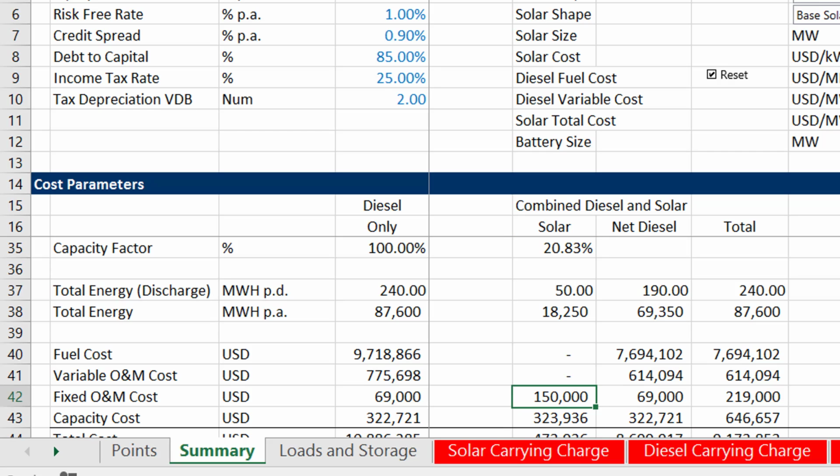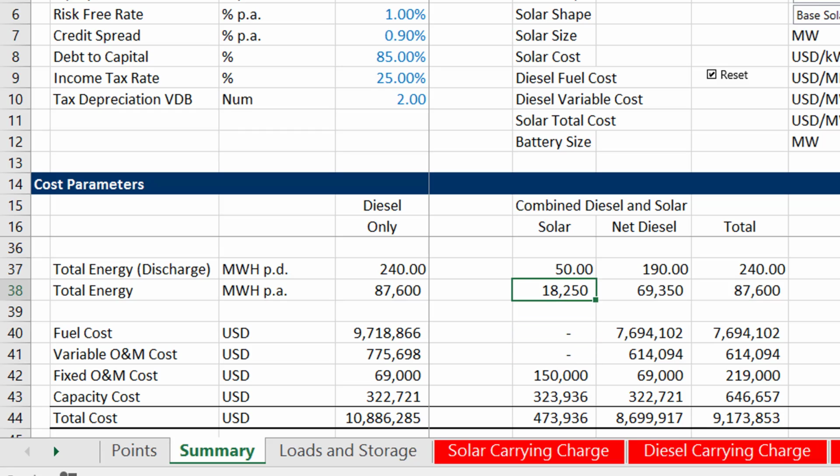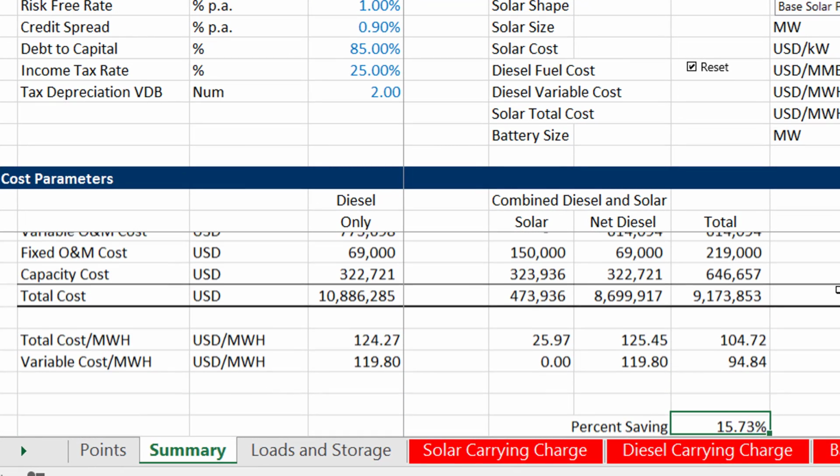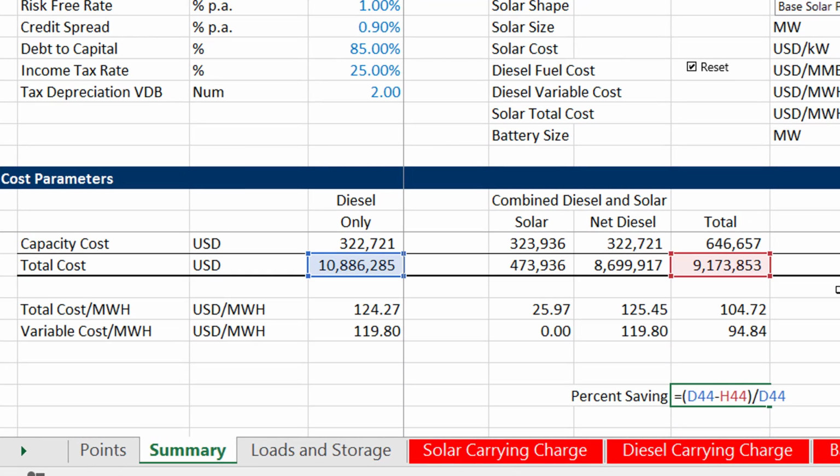And then, of course, the solar has no fuel cost, but for the same amount of energy, you have a whole bunch more capacity cost. But when you put them all together, you get 10 million or whatever from diesel only, and 9 million from solar. And that's our 15% savings. Okay, I hope I did it okay.